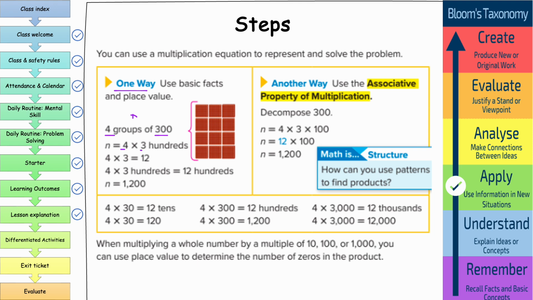So 4 times 300, I know that 4 times 3 is 12. So 4 times 300 is 12 hundreds. And then, how many zeros do we put for hundreds? We put 2 zeros. So the answer will be 1200.